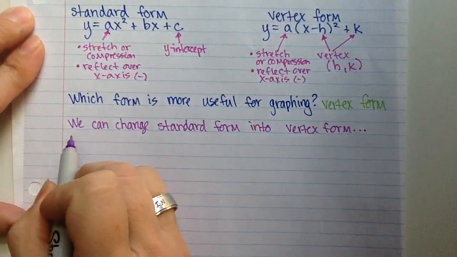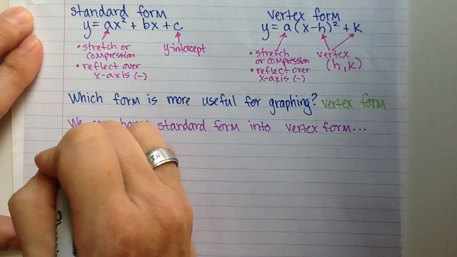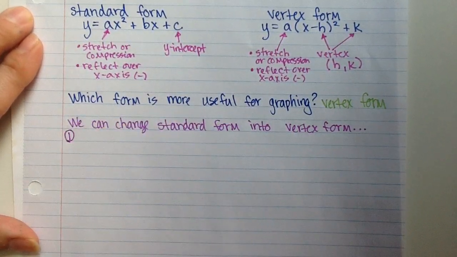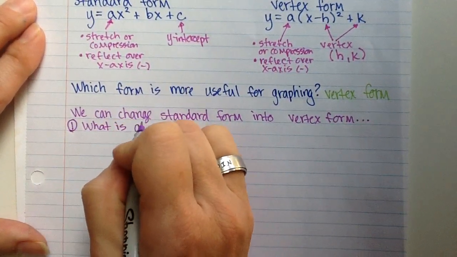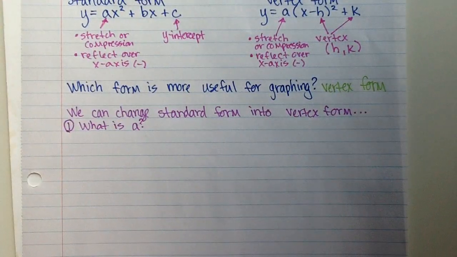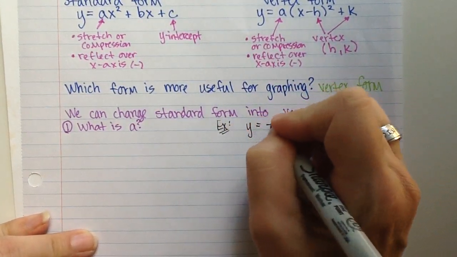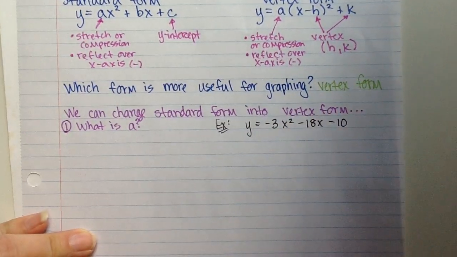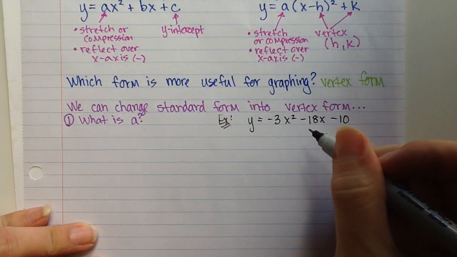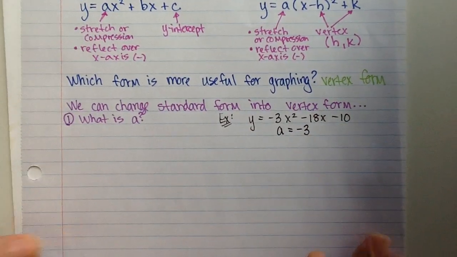So I'm going to give you the steps along the left side, and then we're going to work on an example over to the right. So in step 1, we need to know what is a. A is the number that's out in front of the x squared, so we'll be able to know that just by looking. So let's do an example over here. y equals negative 3x squared minus 18x minus 10. So in this case, a is negative 3. Easy peasy.